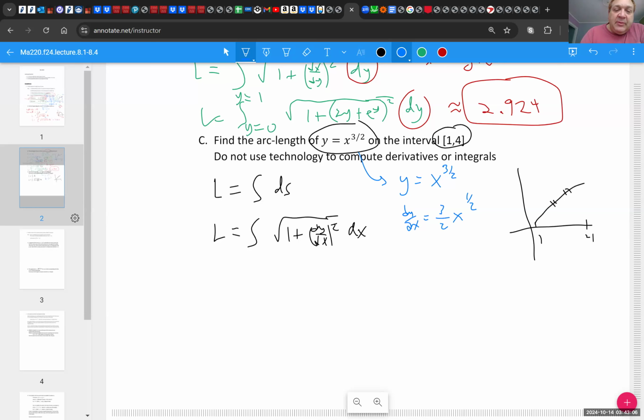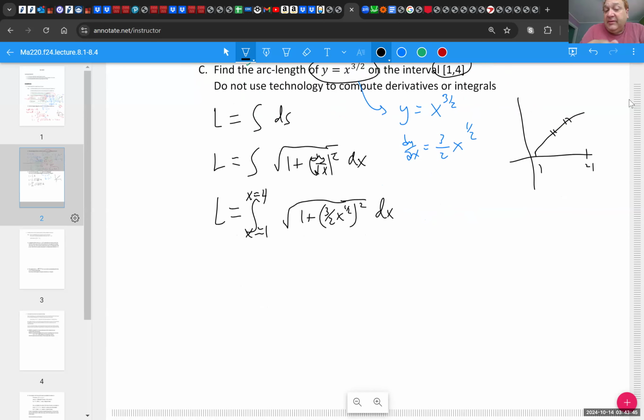All right, so put that into my formula. I'm going to get the integral of the square root of 1 plus this thing, 3/2 x to the 1/2, squared, dx. Because it's a dx, everything has to be in terms of x's. I know what the limits are in terms of x's already. It gives me x equals 1 and x equals 4 as the two endpoints of my interval. And then I have to compute this integral, and we're going to do it by hand.